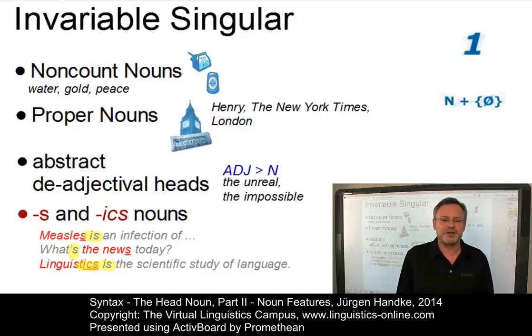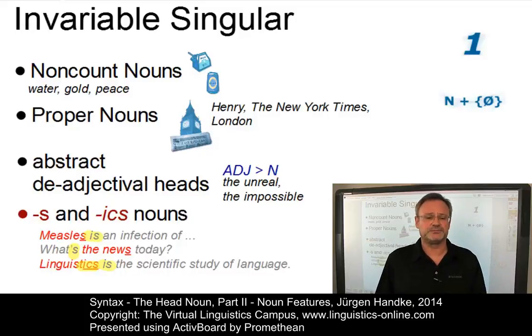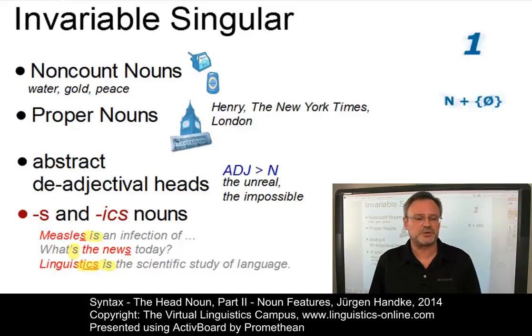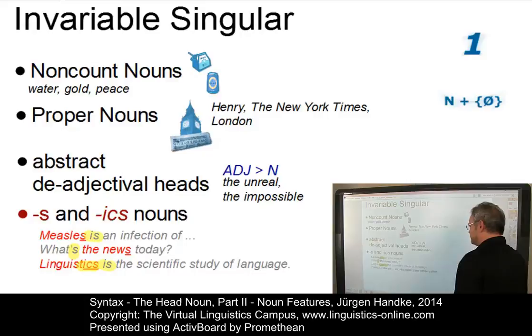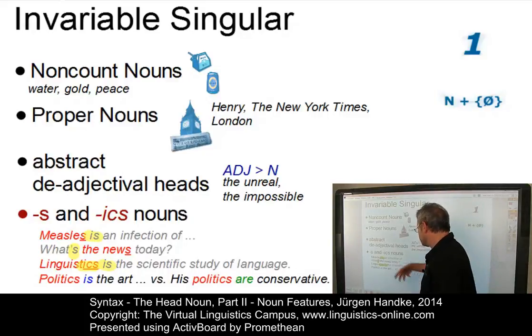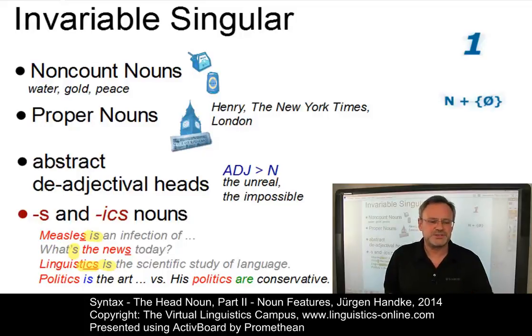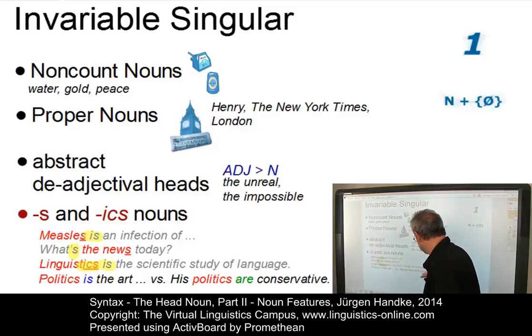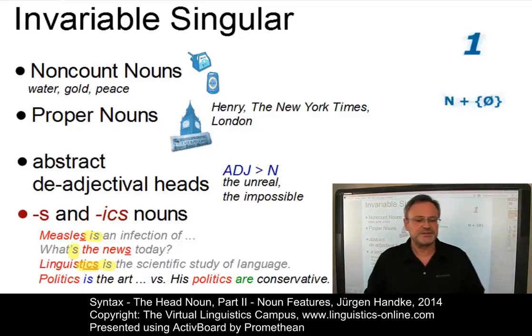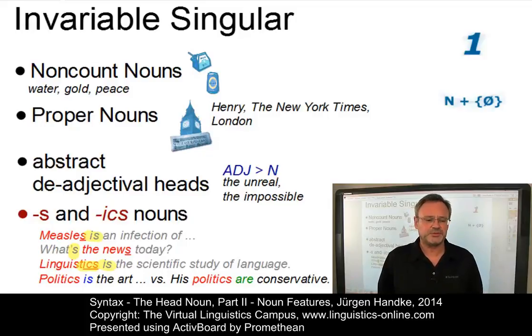Some of these nouns, however, can be singular or plural, in particular when they denote both one's knowledge of the subject and the practical application of results. Here is an example. Politics is the art of whatever. So this then means the science of government, politics. And on the other hand, we have an example like his politics are conservative. In this case, politics is plural and it means political views.